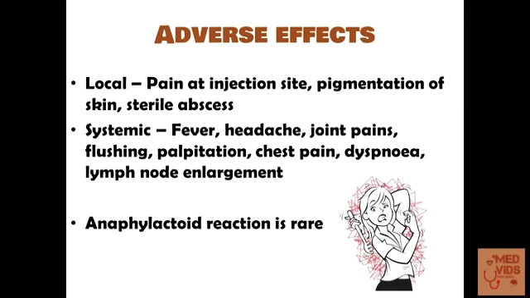For example, we are introducing iron formulation through the intramuscular route. If it is not getting absorbed properly and if it stays there for some time, it can develop into an abscess. But remember that this is just a foreign body reaction and not caused by any pathogenic microorganism. The systemic adverse effects are fever, headache, joint pains, flushing, palpitation, chest pain, dyspnea, lymph node enlargement, and all the non-specific symptoms. Anaphylactic reaction is rare, but still you should be very cautious because it is life-threatening. It can lead to death also.